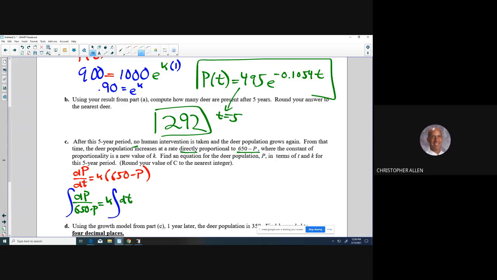And then once I integrate, guys, the right-hand side is easy, right? That's just going to be kt plus C. That's an easy one. But on the left-hand side, that's where you have to use that natural log with the u substitution. And that's going to give you negative natural log, absolute value of 650 minus P.